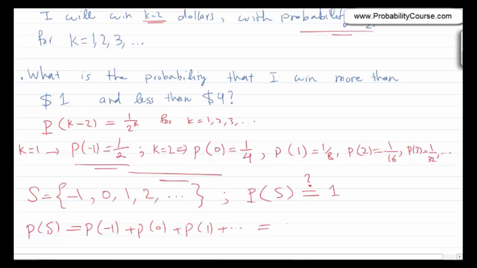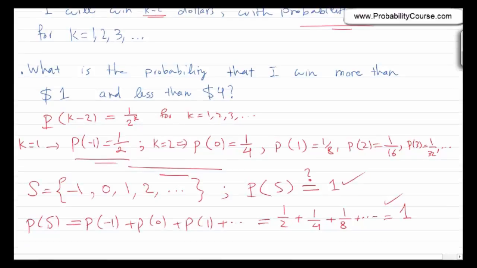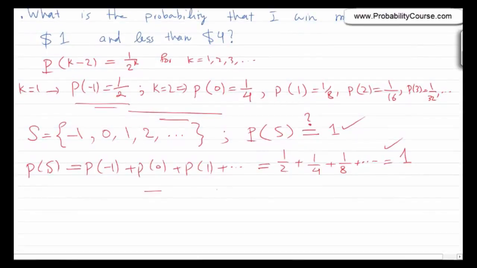Now, what is probability of minus 1? Well, we know that this is equal to 1 over 2. Probability of 0 is 1 over 4, and probability of 1 is 1 over 8, and so on. And this is a geometric sum, and if you have seen it before, this equals 1. So we check that, and the probability of the entire sample space is equal to 1. So now let's solve the problem.